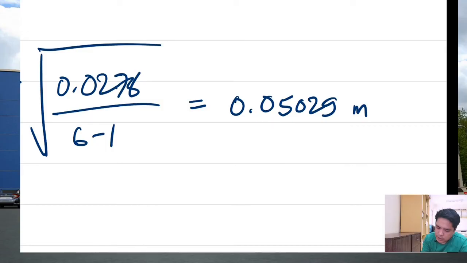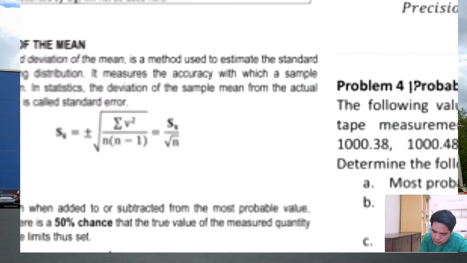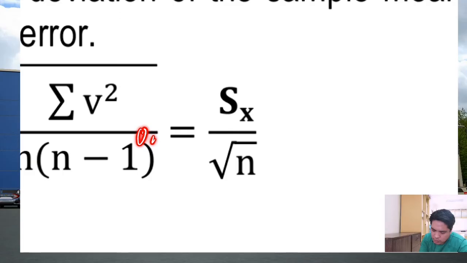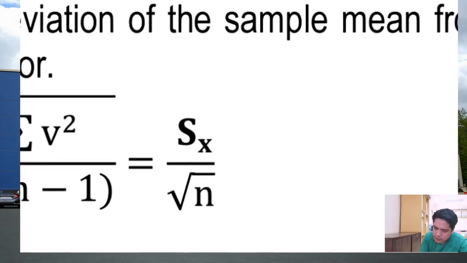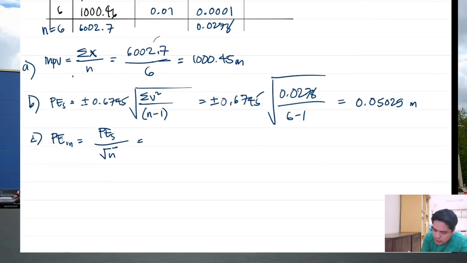Okay? Ganon. Now, for letter C, the probable error of the mean, remember that is just probable error of individual measurements divided by the square root of n. Okay, so let us recall for the mean. Ito lang siya. Since probable error, nag-multiply tayo by 0.6745. Okay? So, let's just do that. That would be equal. So, yung exact lang muna yung gamitin natin, for more accuracy. 0.05029 divided by square root of 6.